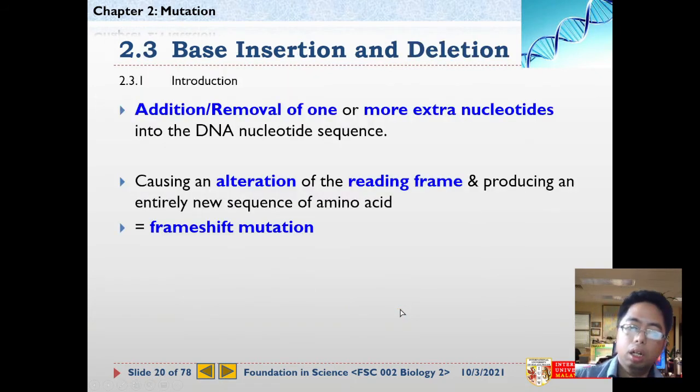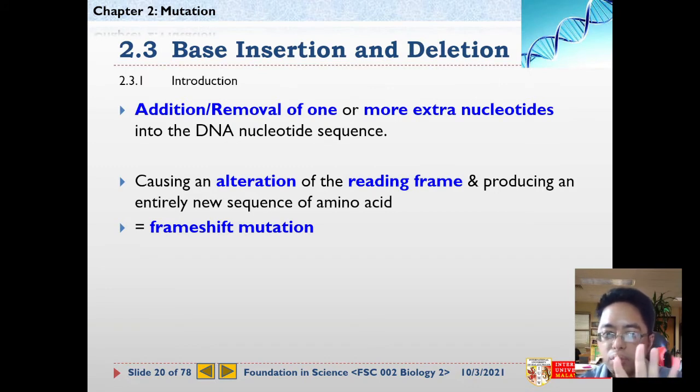Okay. So insertion and deletion. Insertion and deletion is not like the substitution, right? This time you don't change, but you add or remove one base. So this causes an alteration of the reading frame and produces an entirely new sequence of amino acids. So the thing is, you have the letters going in 3 by 3, right? A sequence of 3, 3, 3, 3, right?